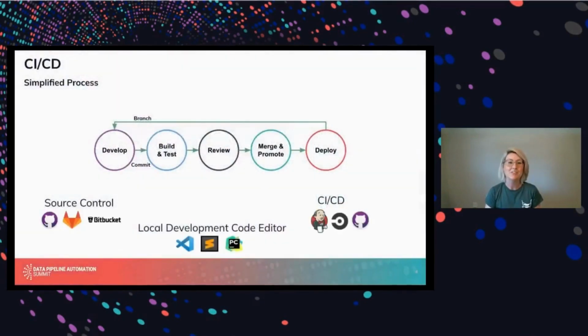If you're familiar with the CI/CD process, this is really a simplified version. You're going to have source control that's going to be able to track any changes to your code. You would definitely be doing some kind of local development, and then you'd have a CI/CD platform like Jenkins or CircleCI. There's GitHub Actions, and then you can also do it with GitLab. So lots of ways to implement CI/CD.